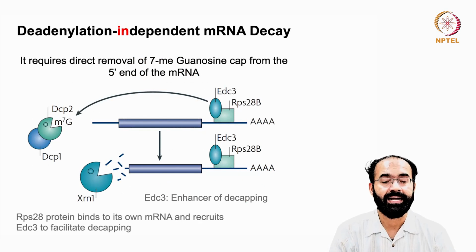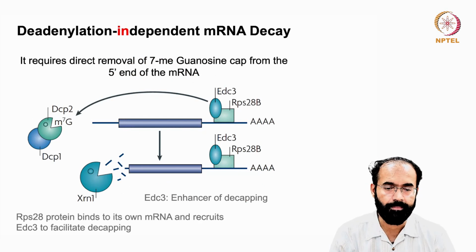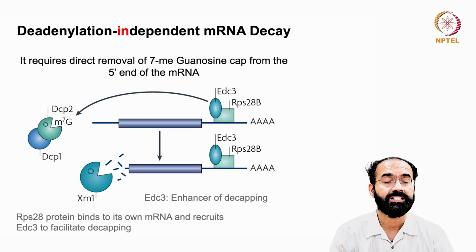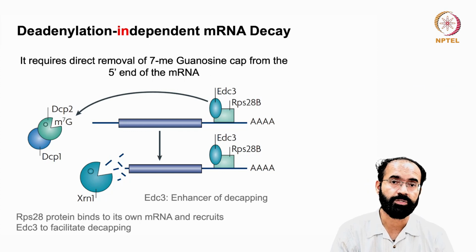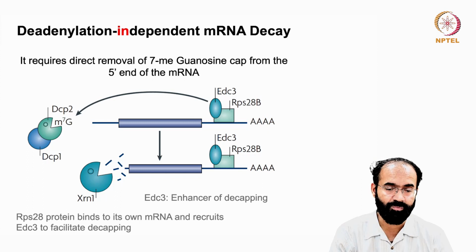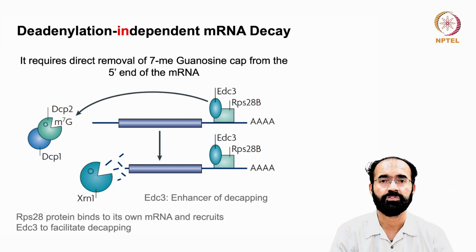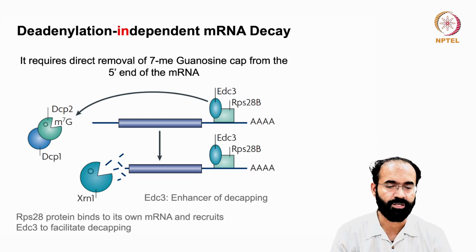Now let us see deadenylation-independent mRNA decay. How does it happen? It requires direct removal of the 7-methyl guanosine cap from the 5' end of the mRNA. It will not bother whether the 3' end is intact, useful, or functional, nothing. Here also the decapping enzyme is DCP1 and DCP2, same as where you saw LSM1-7 binding onto a deadenylated poly-A tail. However, here DCP1 and 2 is not looking for LSM1-7 because the poly-A tail is intact.